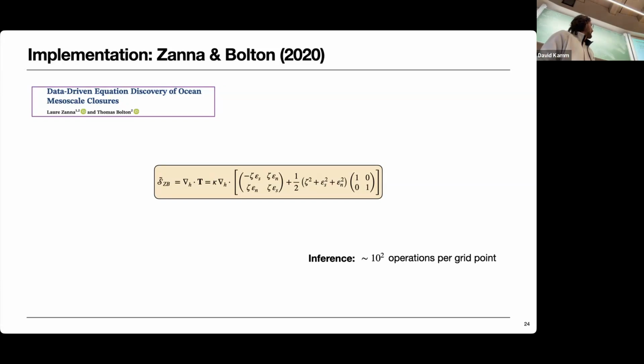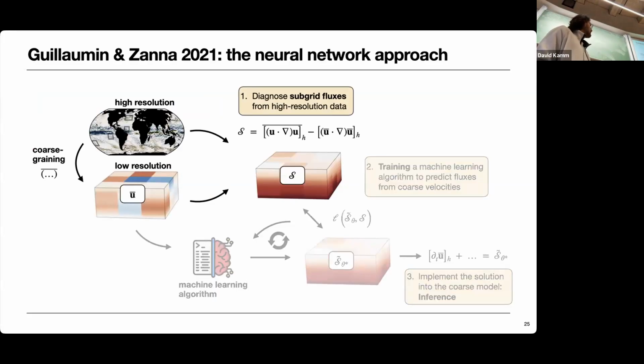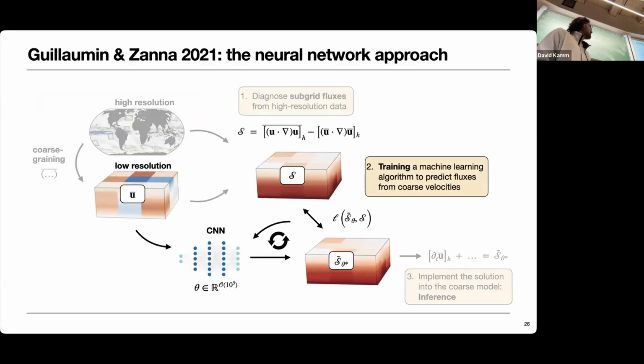computational cost. The kind of complementary approach that I want to introduce today is Guillaumin and Zanna 2021. So again, same schematic, different training data. So in this case, it's global surface data they used. But more importantly, the machine learning algorithm is a different one. So they used a convolutional neural network to make these predictions. In this case, quite a large one, actually, with 10 to the power of 5 trainable weights.